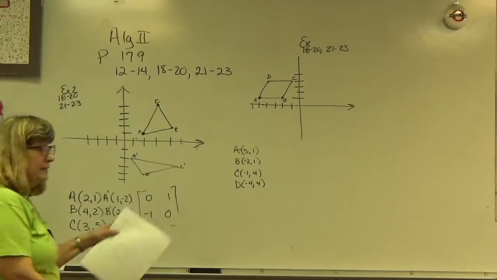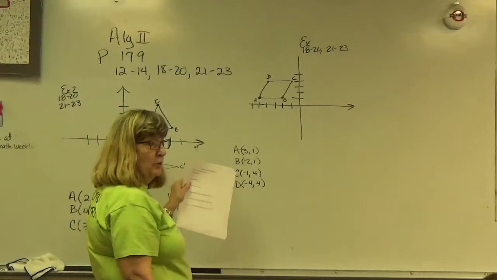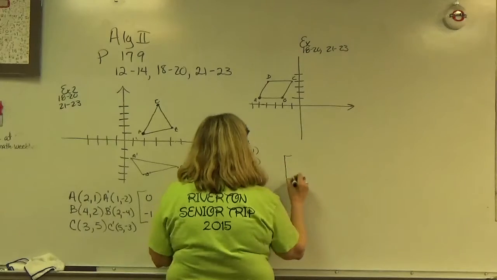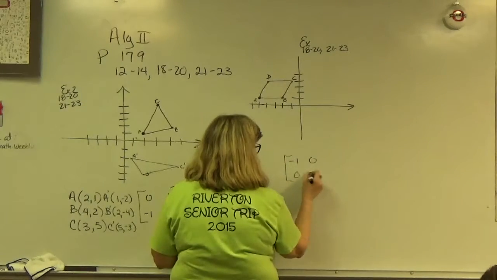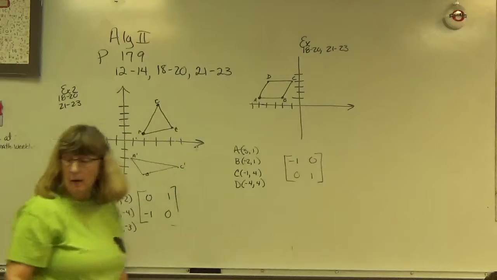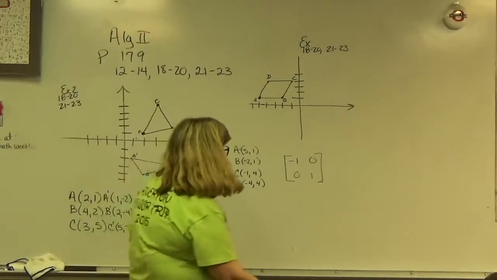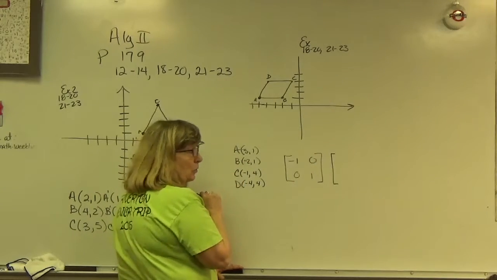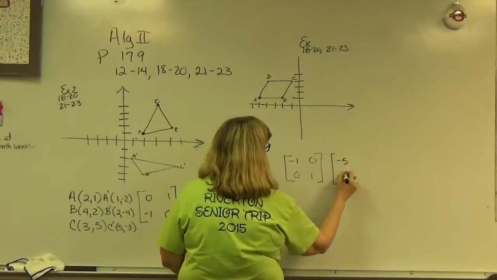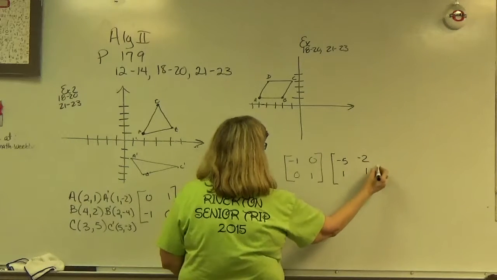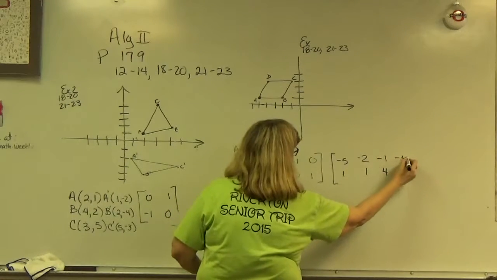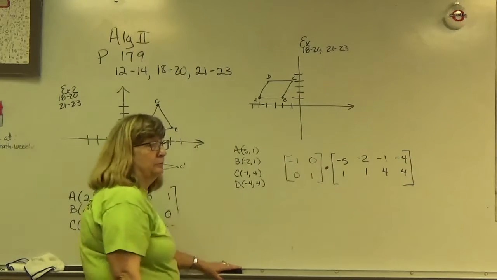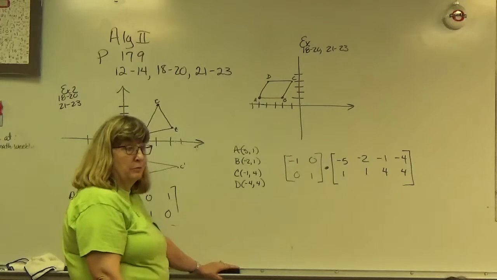Okay. Now, we want it transformed so that it has a y-axis reflection. So what formula do I take for y-axis reflection? And it always goes to the left. I take the -1, 0, 0, 1. Okay, now, what's my vertex matrix? That means you take your vertices from your quadrilateral: -5, -2, 1, -1, 4, -4, 4. And then you multiply, row by column. Row by column. So we're ready for Tatum.